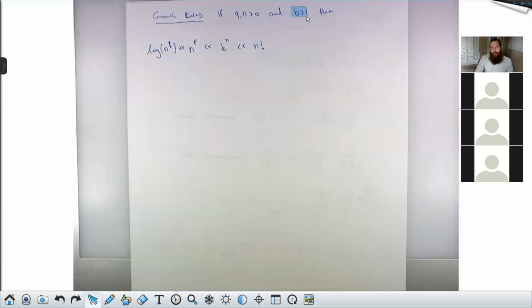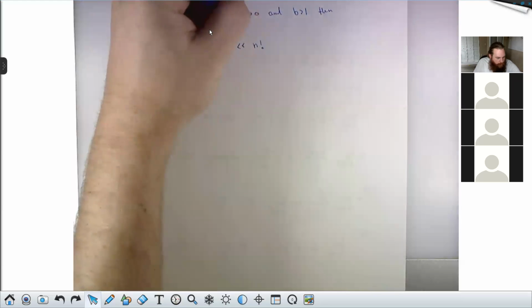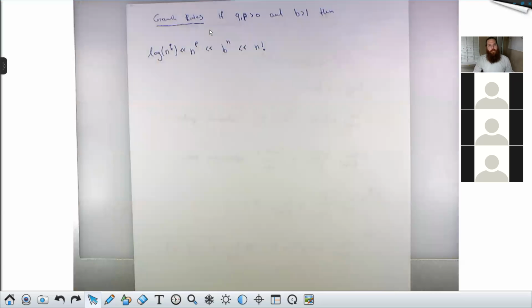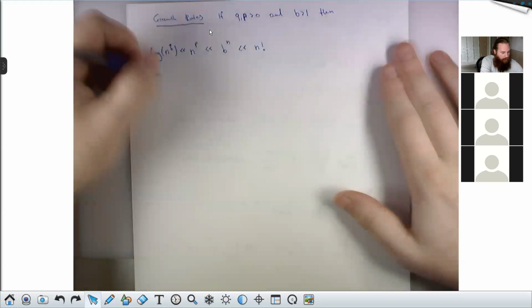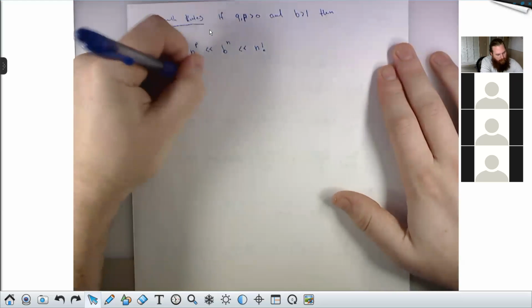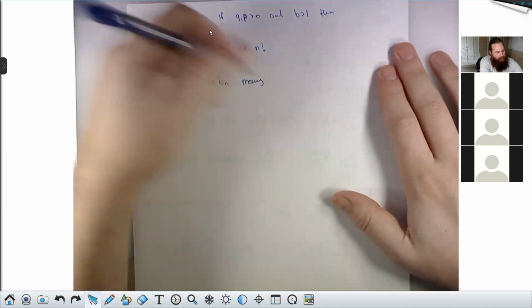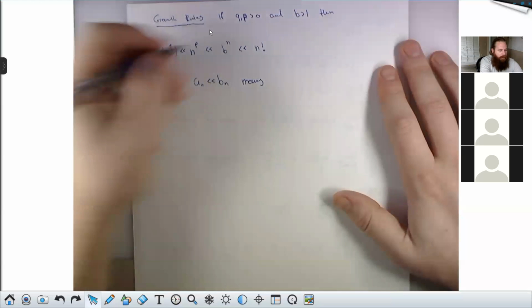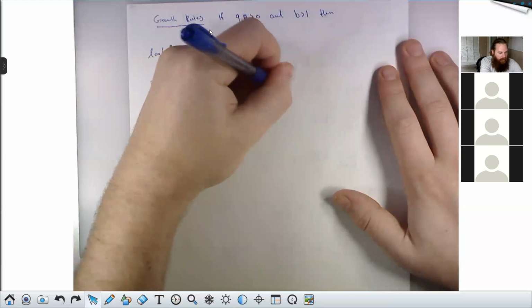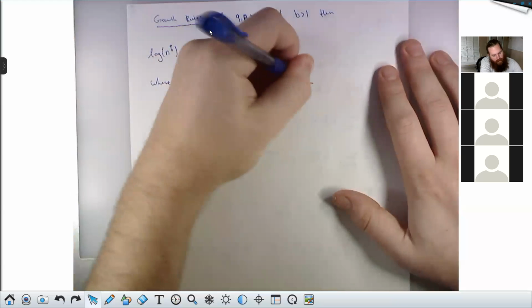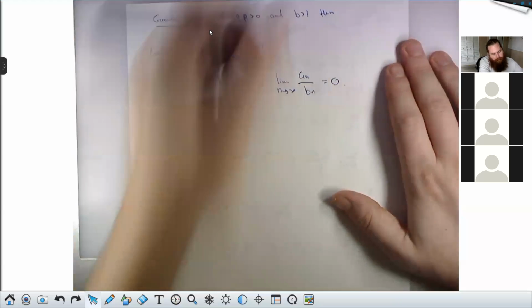So here b is bigger than 1, so that this geometric sequence or exponential function is a growing exponential, not a decaying one. And p and q are just positive numbers. The less than notation means a_n is much, much smaller than b_n, in the sense that the limit as n goes to infinity of a_n over b_n is 0.